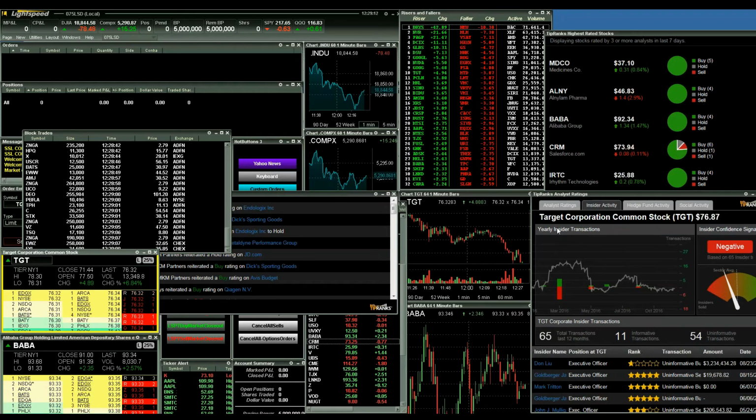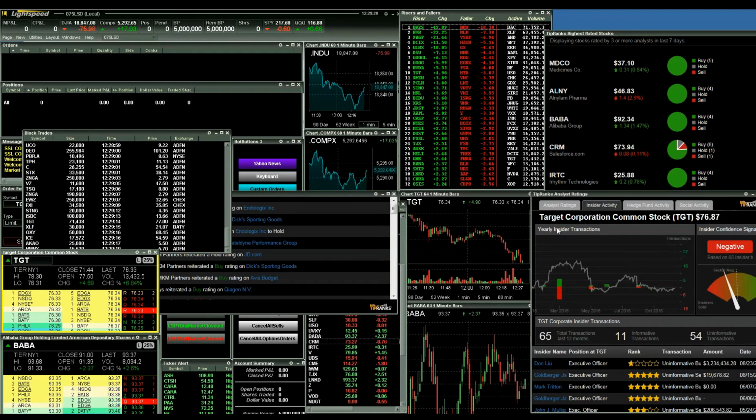So now we're under the context of targets, and you can see here that recently there were no recent transactions. The last one was at August this year, and you can see that in August there were, I think, two transactions. One of them was a buy, and one of them was a sell.